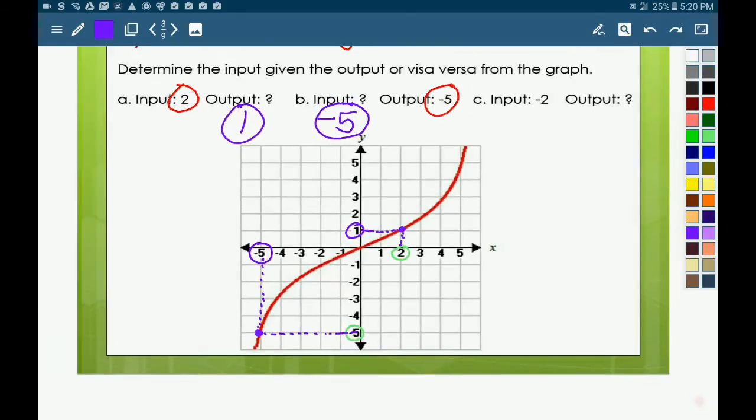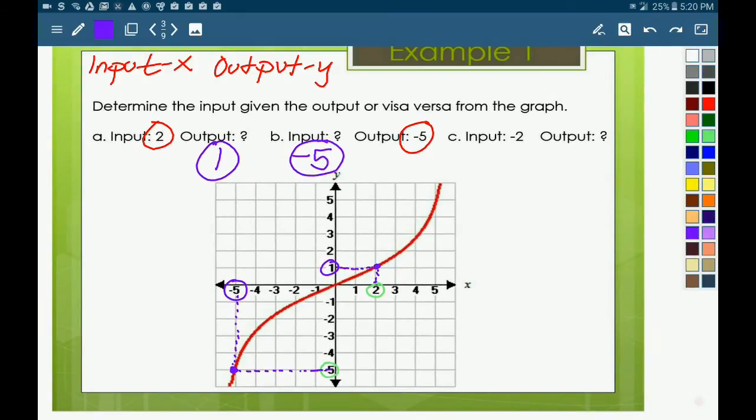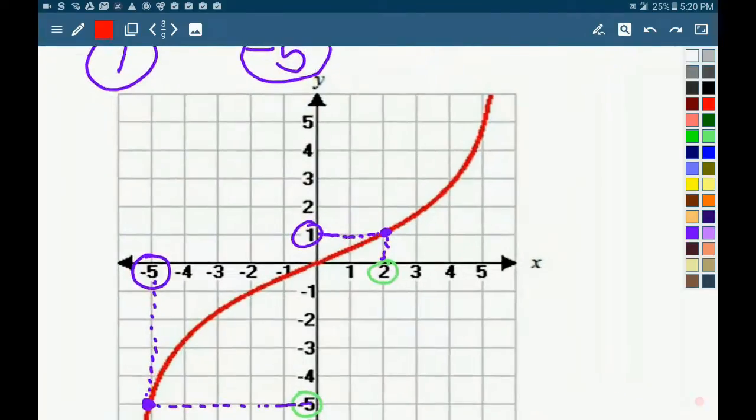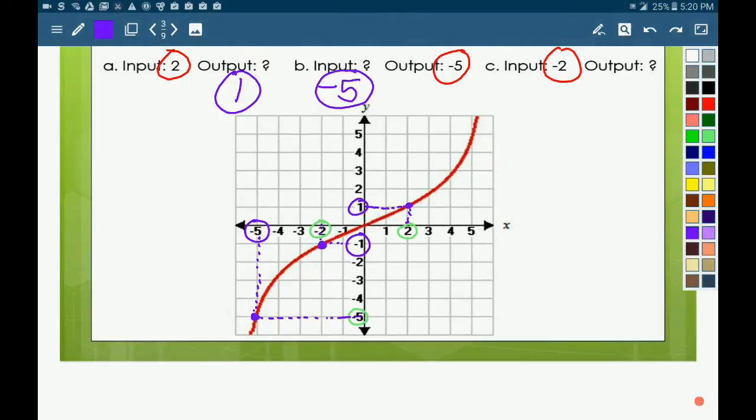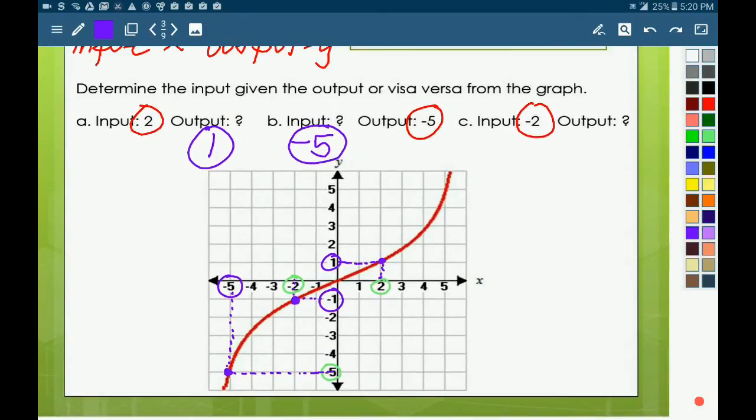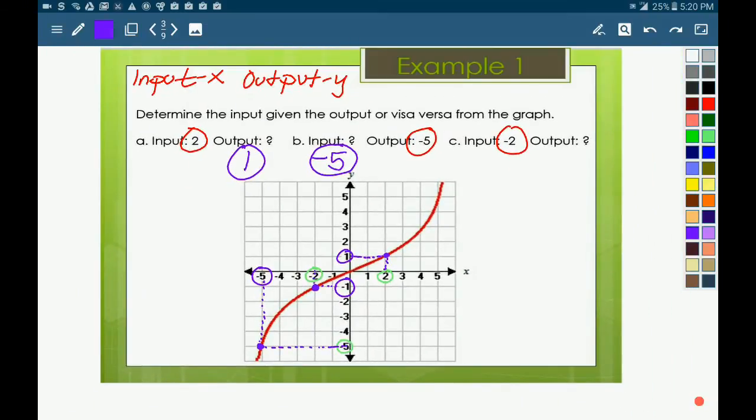The last example we have here, it's asking for what if the input is -2. Okay, so I'm going to look now where the graph is -2 on the x-axis. Okay, so here's -2. Again, I'm going to look to where that meets up with the graph. There's the point on the graph, and then the output value on the y-axis is -1. So when the input is -2, the output is going to be -1.